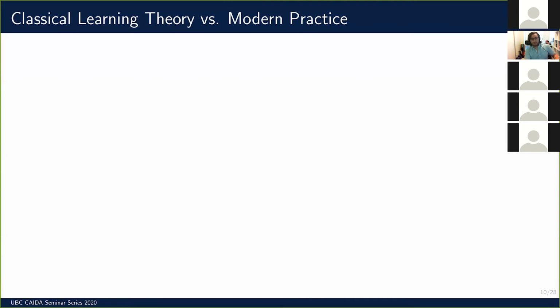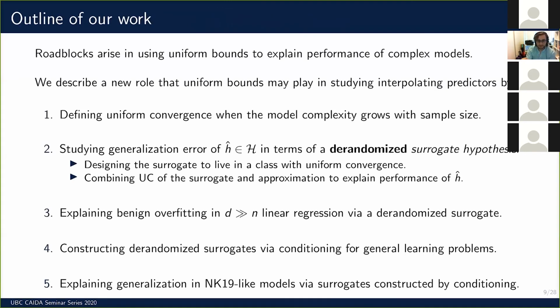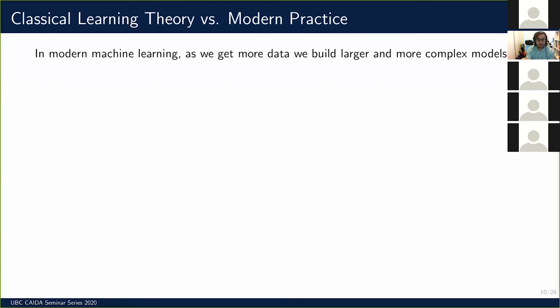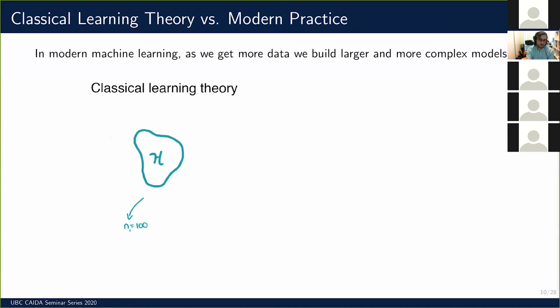So going back to the first thing I told you we're going to do, we need to compare modern practice versus classical learning theory. So in modern machine learning, as we get more data, we're building larger and more complex models. And classic learning theory only tells us really what happens if you use the same model no matter what your sample size is. So if you have 100, 1,000, or 1,000,000 data points, you're using the same model class.